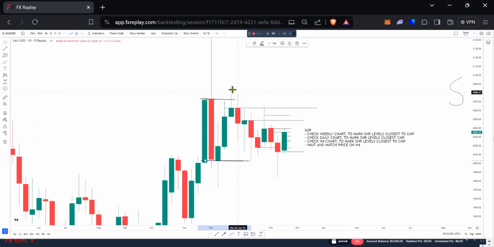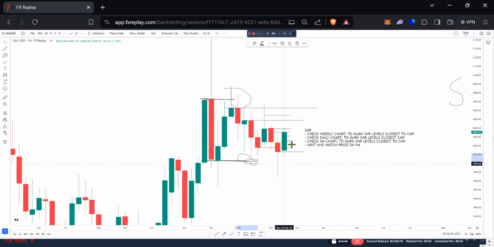So we tap right here, and where did we come? We came down right here. Can you see that now? So that is storyline from weekly resistance to weekly support. So weekly to weekly. That's how SNR works. Weekly would always go to weekly.